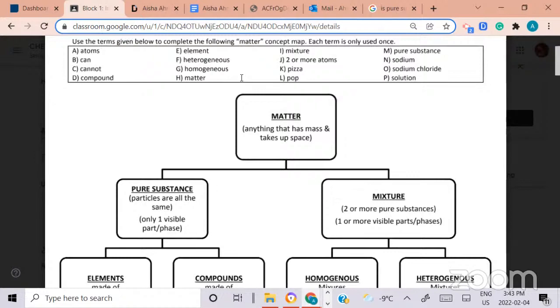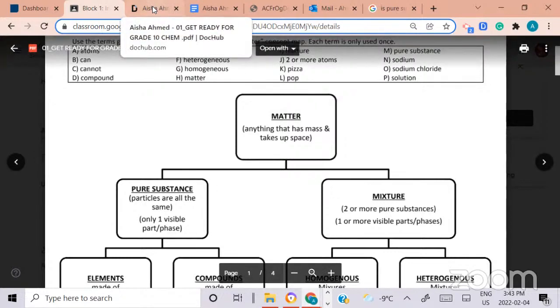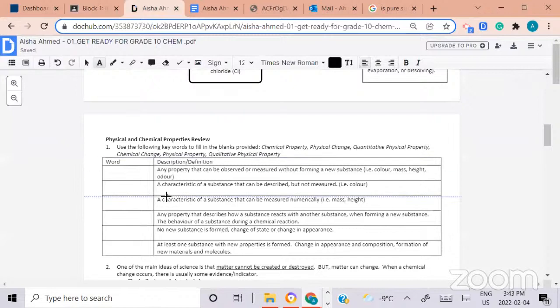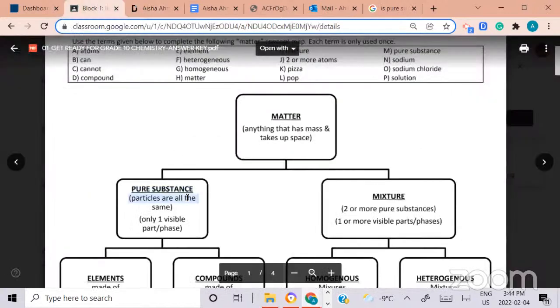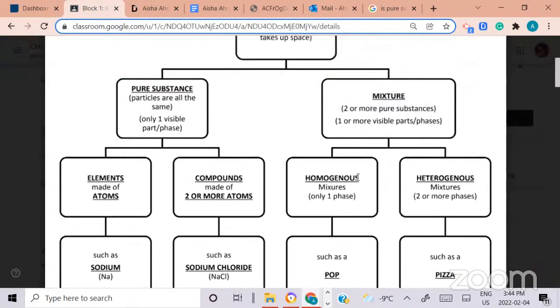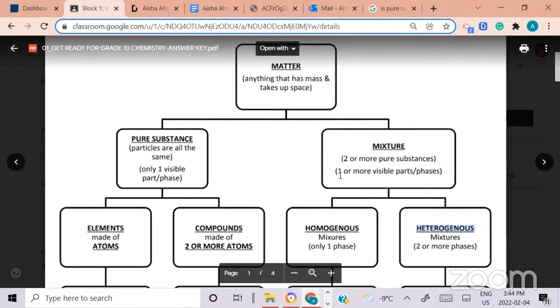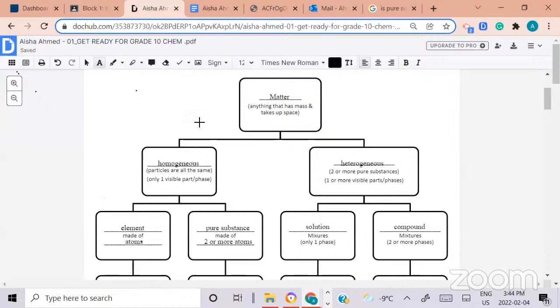So matter is pure substance and mixture. Let's see what we did. Look, there it is. Homogeneous and heterogeneous. Oh, that's how they divide it. Okay, no wonder I was so confused. Elements and compounds go on the other side. You might have to move stuff around a bit, but it's fine. Let me just do that quickly.